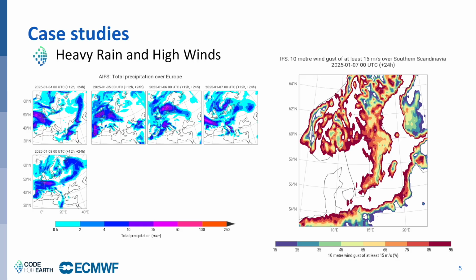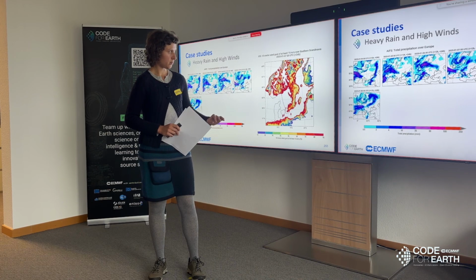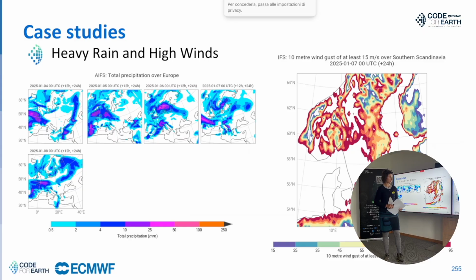Then the next case study: winter storms had a tremendous impact on Sweden during the first week of January. A low pressure system impacted various parts of northwestern Europe with strong winds and heavy snowfall. The plots on your left-hand side depict precipitation of 4 consecutive days, and these are not accumulated.